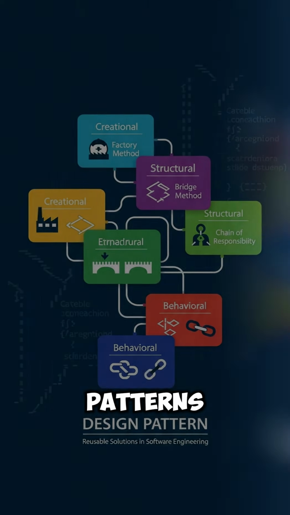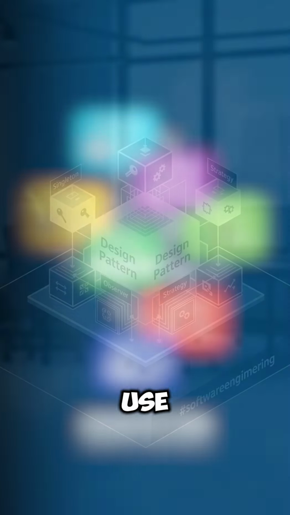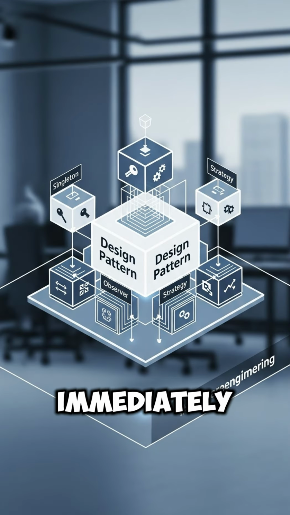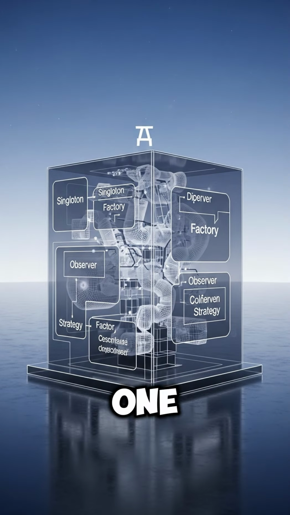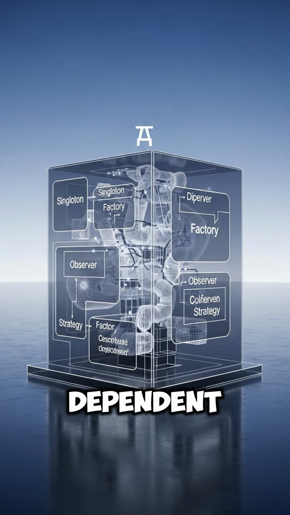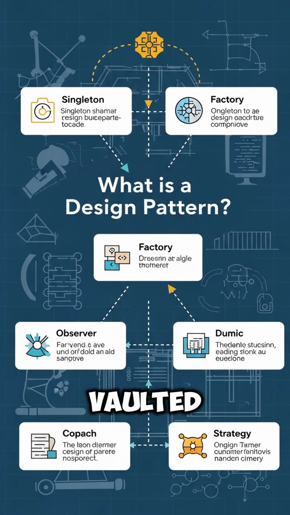Here's what makes design patterns powerful. They give developers a shared vocabulary. When someone says, let's use the observer pattern here, everyone immediately understands we're talking about a one-to-many relationship where changes in one object automatically notify all dependent objects. No lengthy explanation needed. It's like architects saying vaulted ceiling.